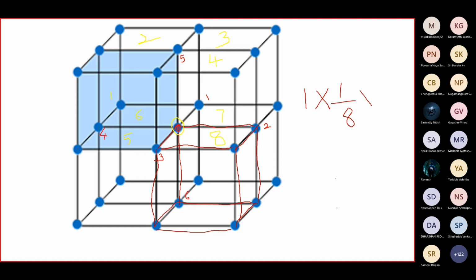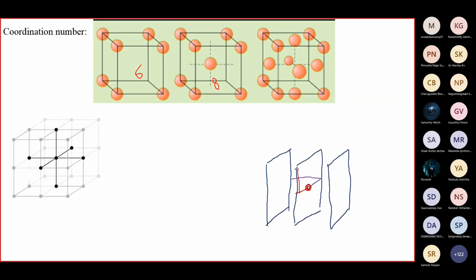And how many such atoms are there in a unit cell? This contributes 1/8, this contributes 1/8, this 1/8, this 1/8. So each one of them contributes 1/8. There are 8 such atoms. Clear? Move forward.